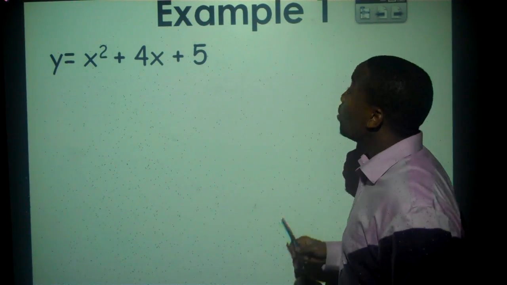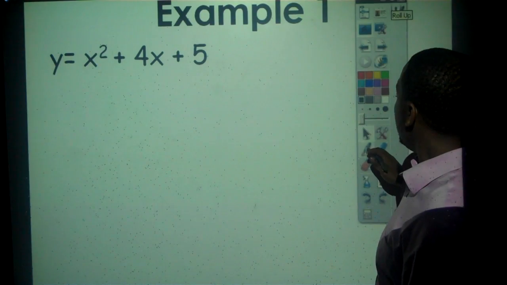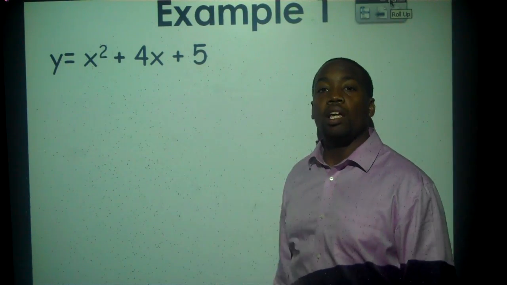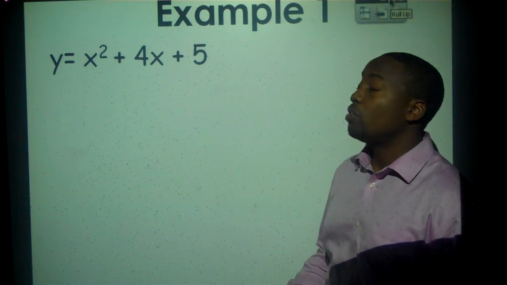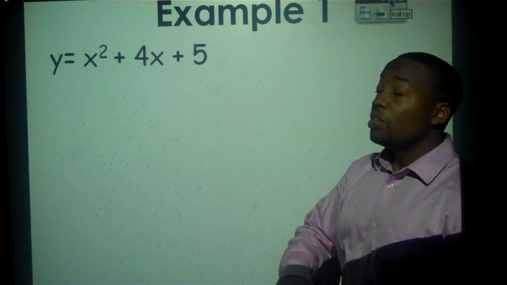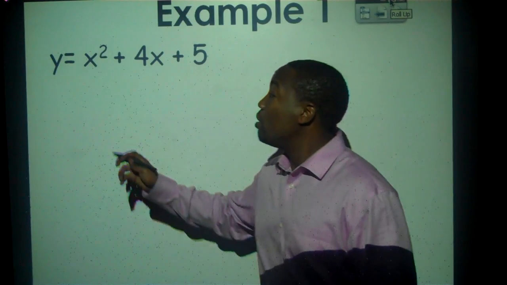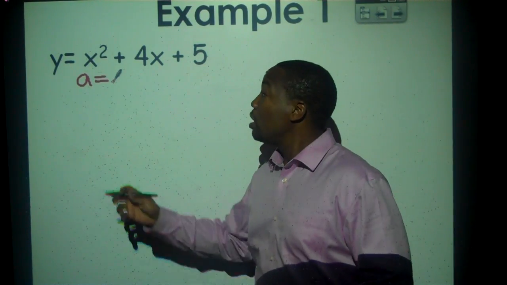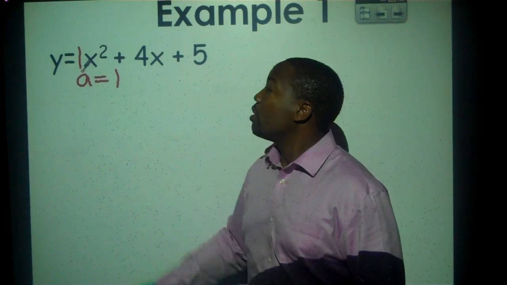Alright? So I'm going to start off with my first step. I already have it in standard form, so I'm already good. So I'm going to jump to step 2. Step 2 is to find out what my a is. What's my a in this situation? My a is going to be 1. It's an understood 1 right here, right?